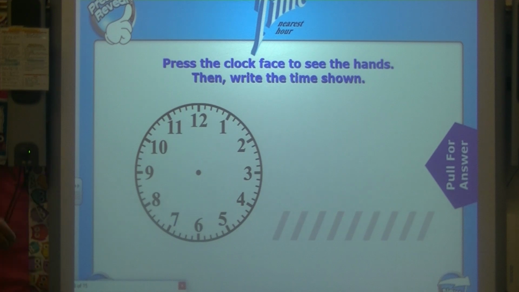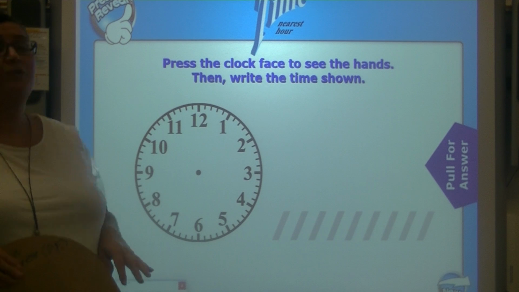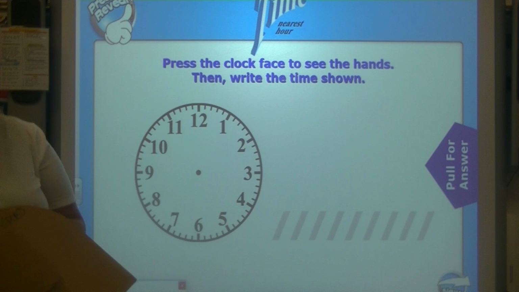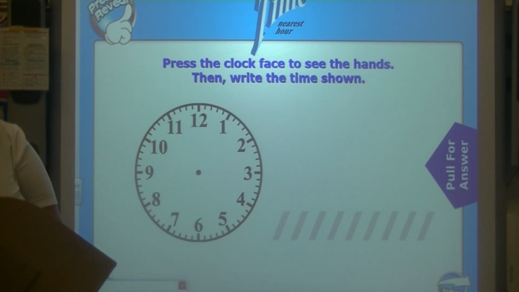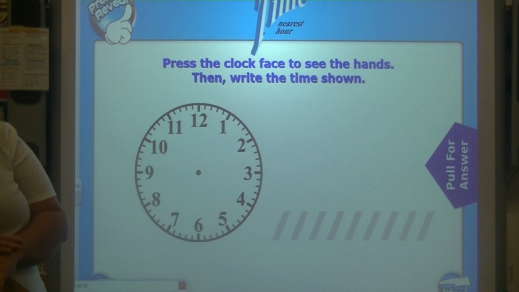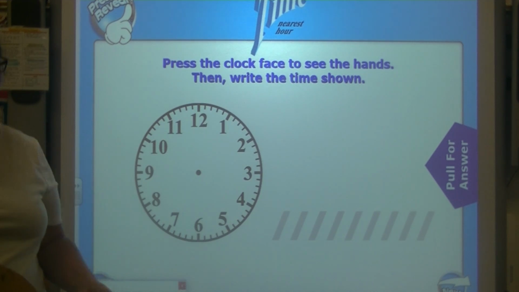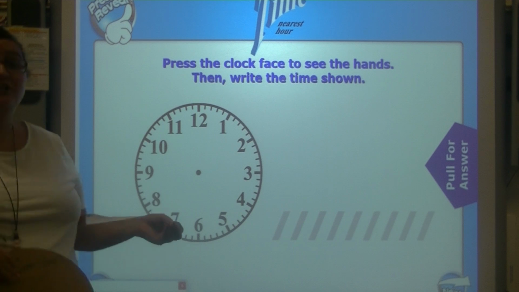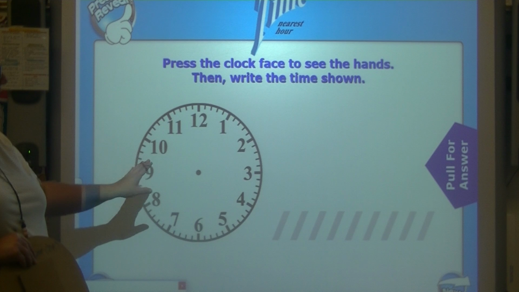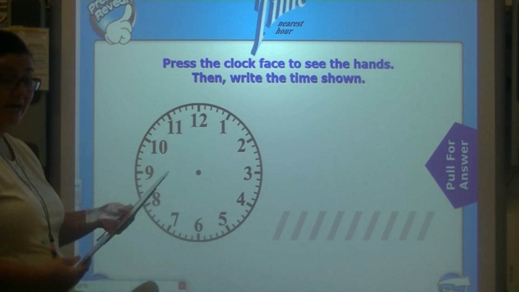You're going to tell me what time, and then we're going to look and see how you would write the digital time. A digital time is the time that you would see on a watch sometimes, on your cell phone, or even an alarm clock in your house. All right, it says press the clock face to see the hands. Then write the time shown. When it shows it, let's see if you can figure out what time it is.